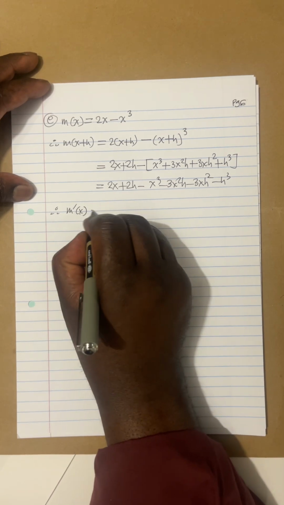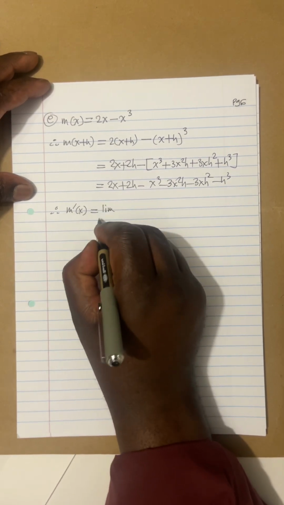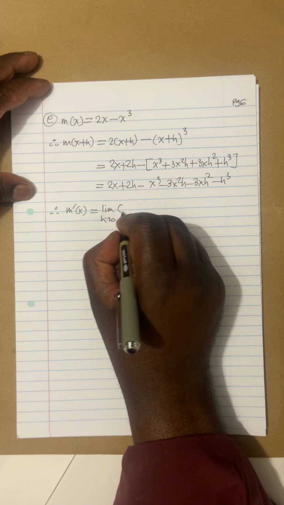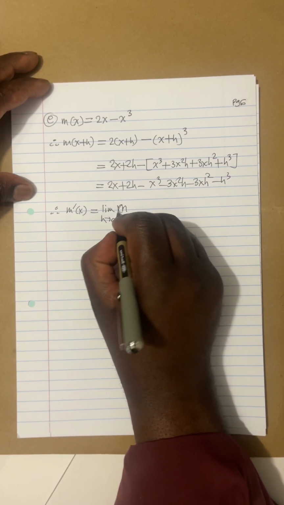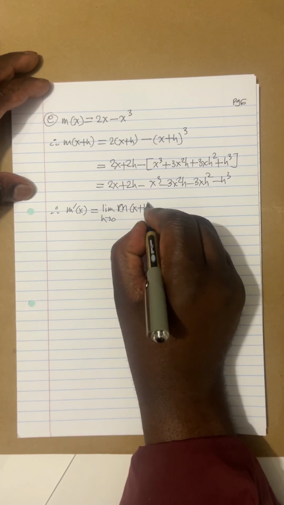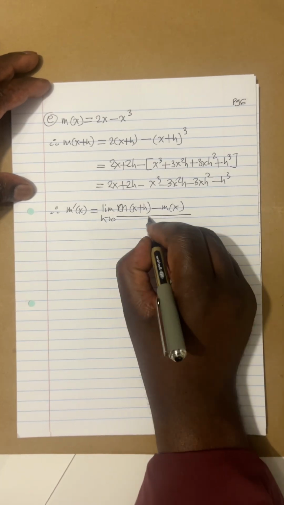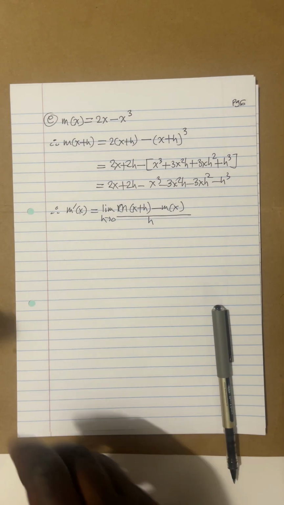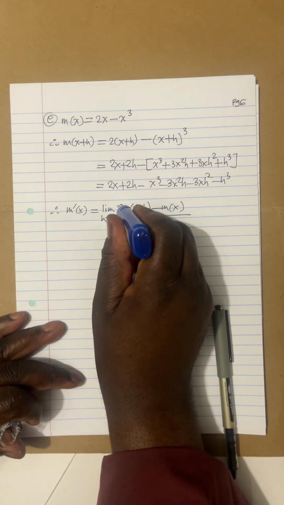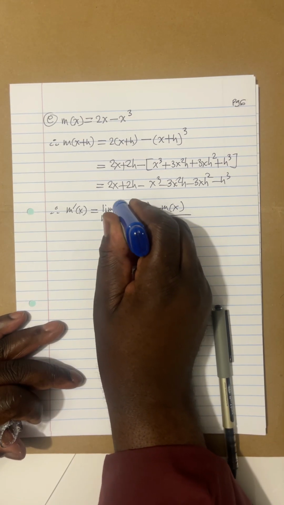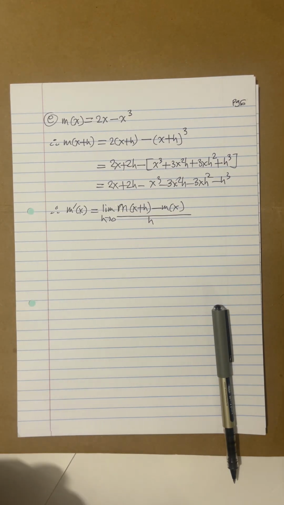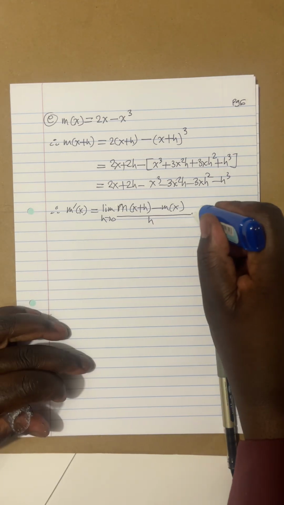Going to our formula for first principles, we're going to say, therefore, we know our m prime of x is equal to limit as h approaches 0 of m of x plus h minus m of x all over h. Remember, it's not very easy to change from f to m or g or whatever function it is. You need to slow down a little bit. I'm a bit fast here because of time.